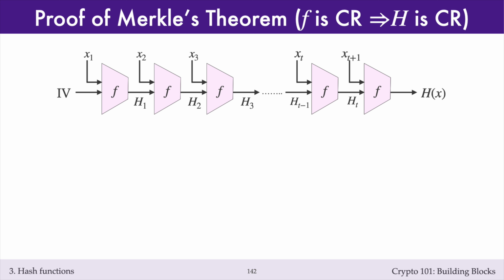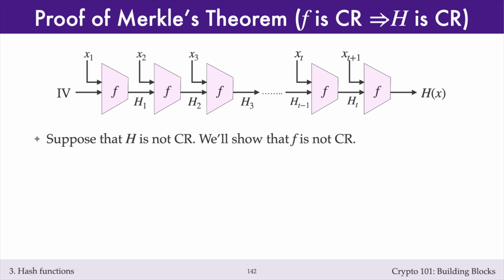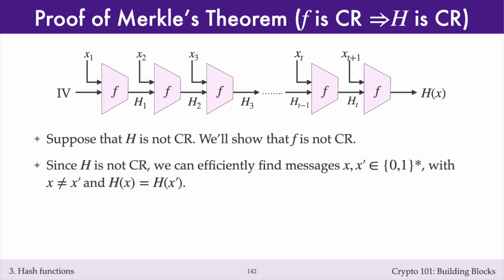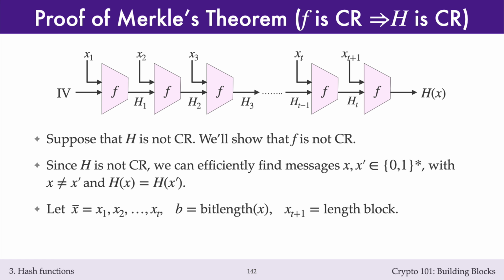Okay, let's prove Merkle's theorem. I'll prove the contrapositive statement. So I'll suppose that h is not collision resistant, and then argue that f is also not collision resistant. Since h is not collision resistant, we can efficiently find two distinct messages x and x prime with the same hash value. Let the blocks of x be x1, x2, up to xt. Let b be the bit length of x, and let xt plus 1 be the length block.